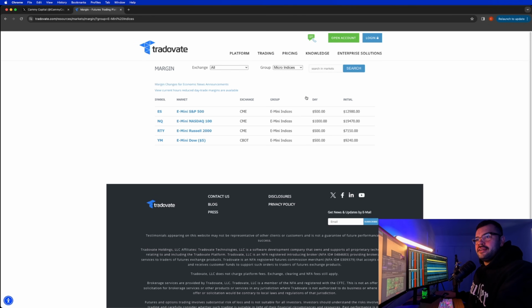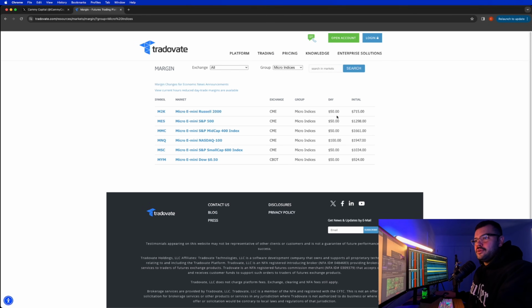Okay, if you got micro indices, jump over there. It's obviously a lot more workable there. If you got the micro S&P 500, you're going to need $50 per lot. And if you want to hold that overnight, you're going to need just under $1,300. Same for the NASDAQ, only need $100 per lot, or if you're going to hold through the close, $1,947. So the micros are a lot more workable for a lot of people, but just wanted to explain the difference between day and initial margin, because that can confuse a lot of people.